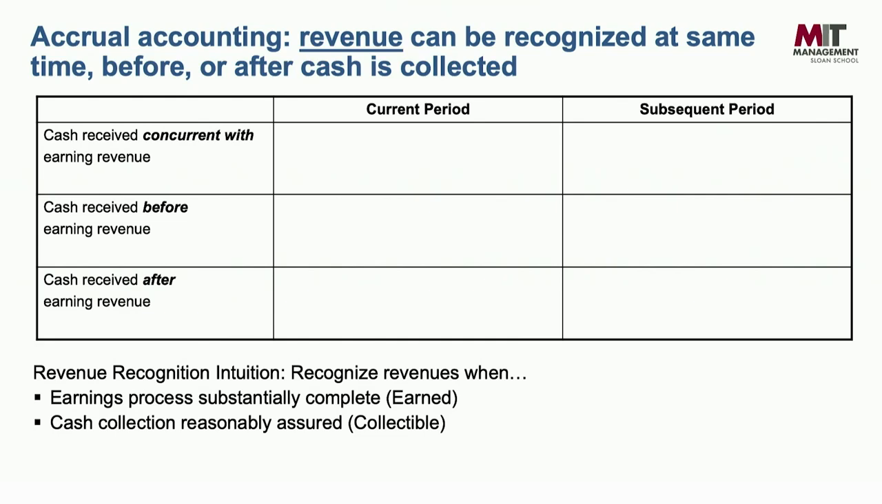So if you buy a hot dog from a street vendor, you give the hot dog vendor cash, and then he's going to get earnings for that transaction. So that's just a cash transaction.